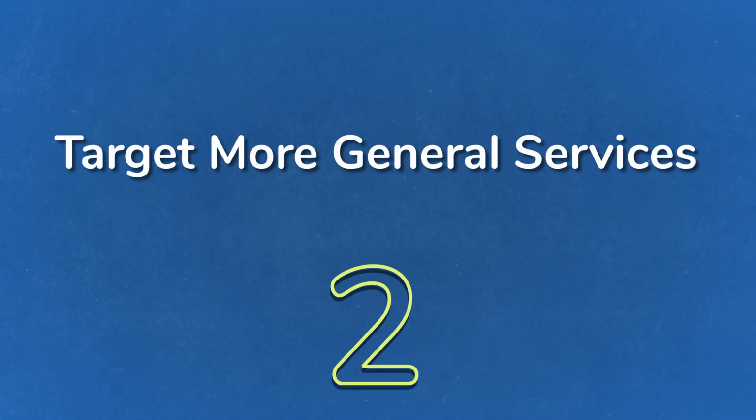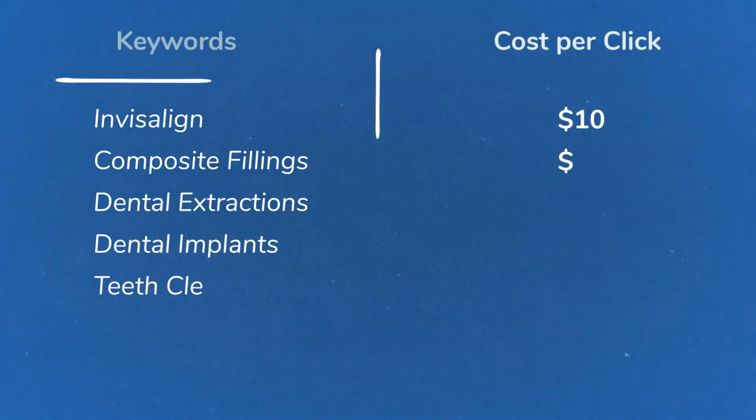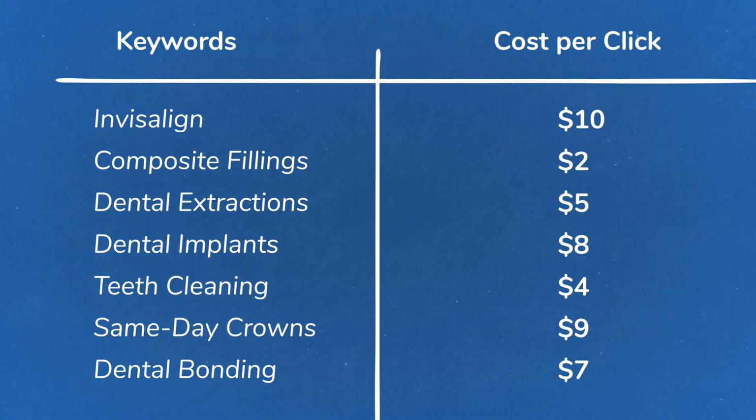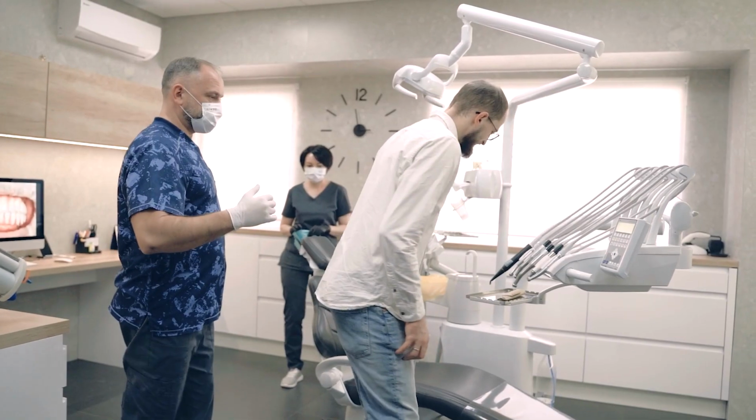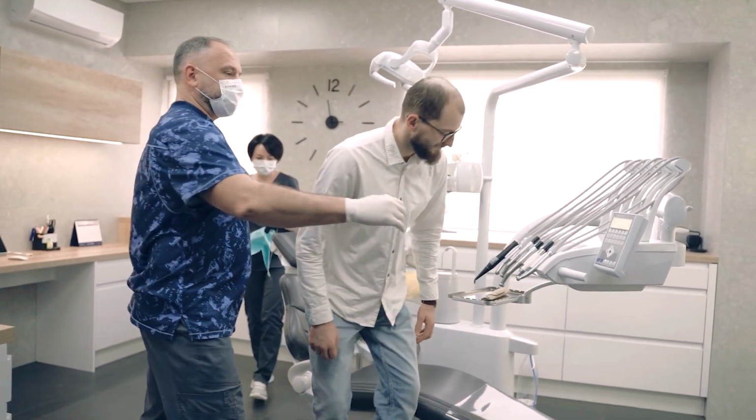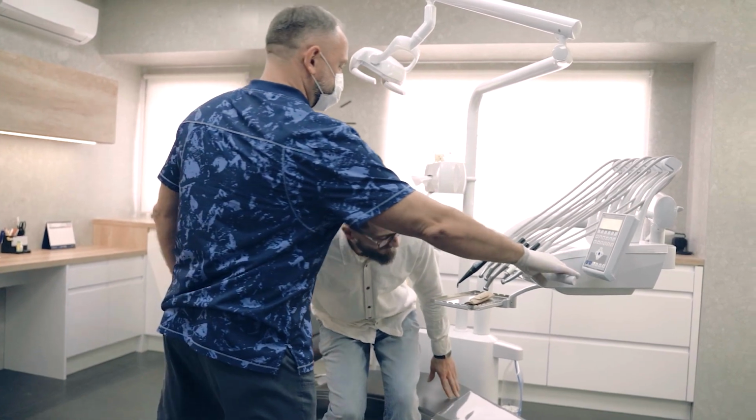Number 2, target more general services. A lot of dentists try and go for those big cosmetic cases, but in reality Invisalign clicks are $10 to $15 on Google Ads. So you could end up spending a lot of money before you get one person through that door. You're much better off going for general services and giving them a great experience. If you give them a great experience, there's no reason why they shouldn't come to you when they want to get those big cosmetic cases done.